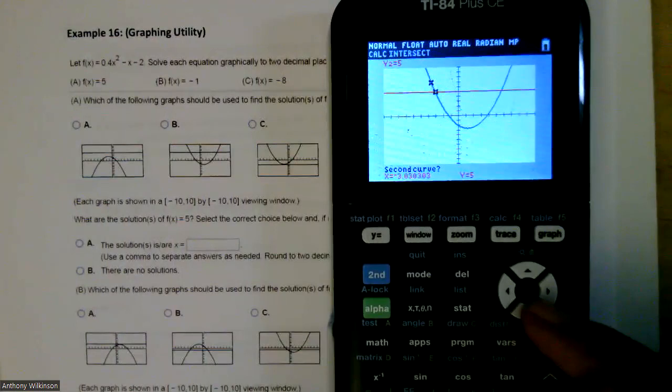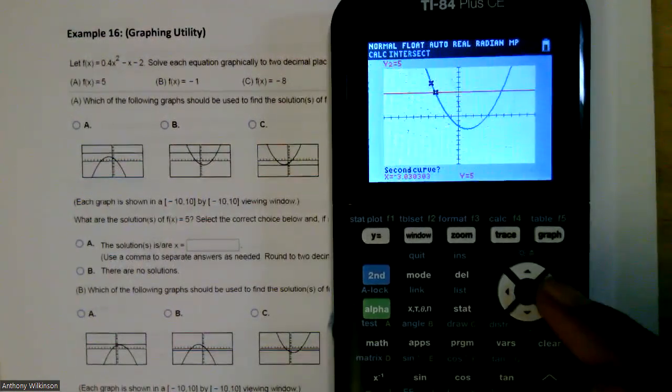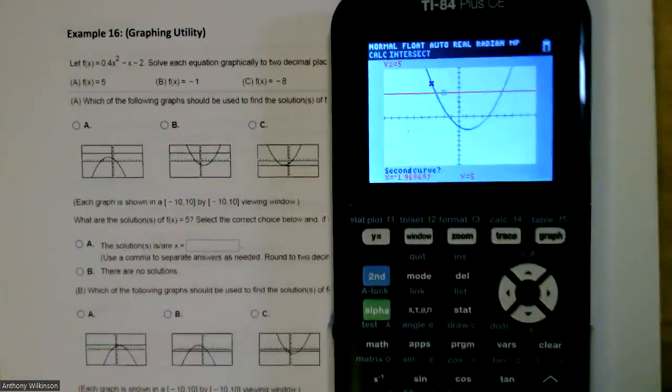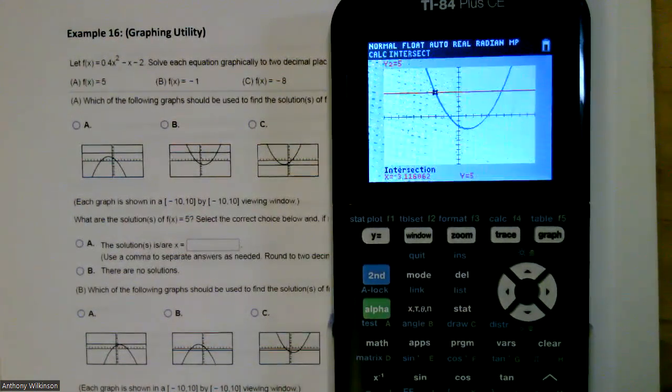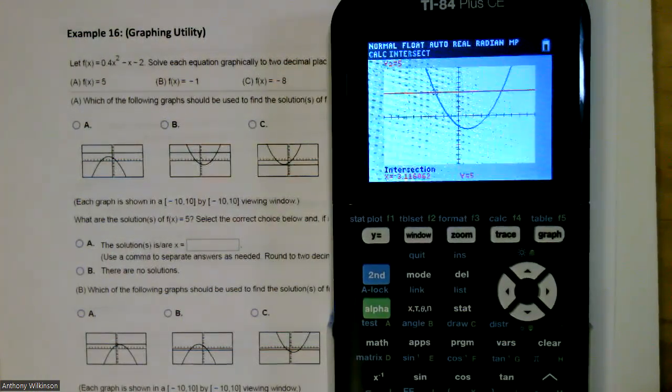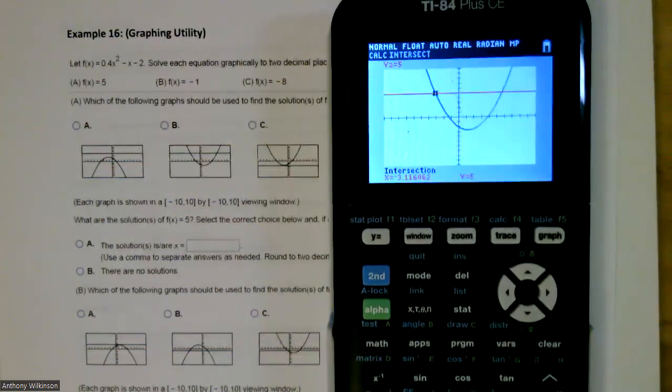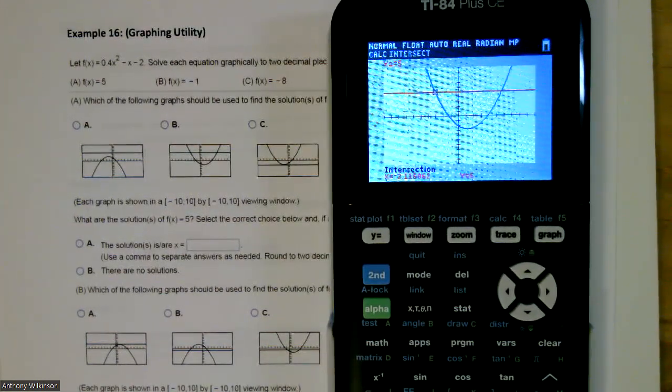I have to be right here. Then enter. And then after guess, press enter. That would be my first point of intersection right there. And that would be, in this case, if I was to round this out to 2 decimal places, negative 3.12. So that first point of intersection would be negative 3.12.